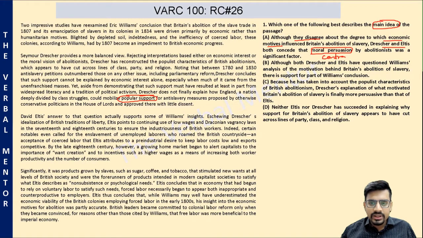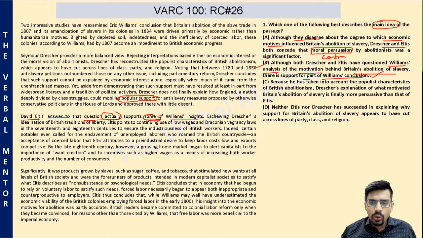Option B: although both Drescher and Eltis have questioned Williams' analysis of the motivation behind Britain's abolishment of slavery, there is support for part of the Williams conclusion. Correct. So ultimately, this is what the author says. David Eltis's answer to that question actually supports some of the Williams insight. So partially it gets supported in their analysis as well. Although they questioned the validity of his conclusion, they end up supporting part of his conclusion anyway. Option B should be the correct answer.